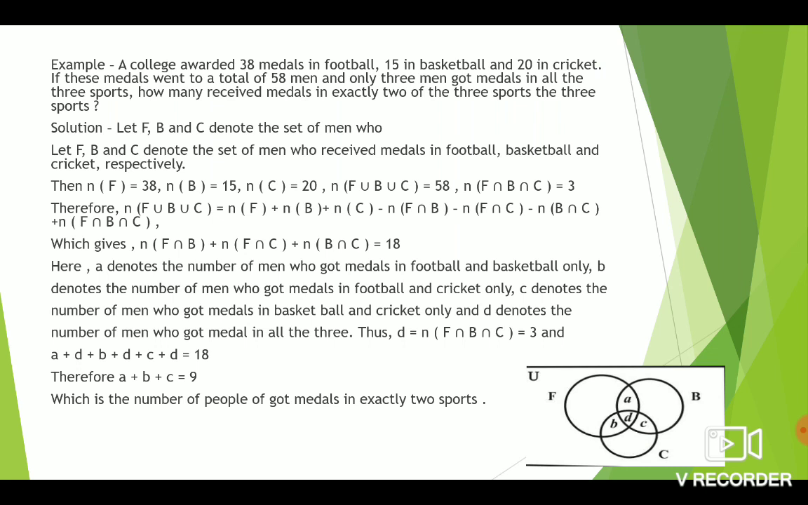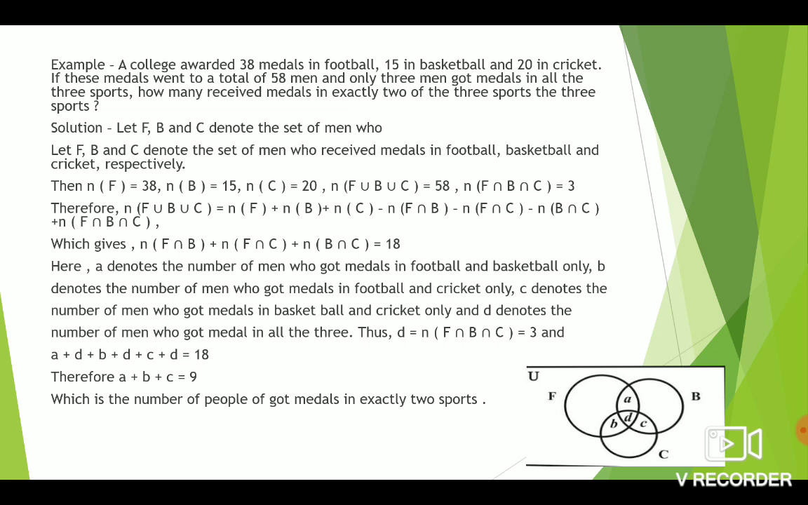This is one example related to problems based on three sets. A college awarded 38 medals in football, 15 in basketball, and 20 in cricket. If these medals went to a total of 58 men and only 3 men got medals in all the three sports, how many received medals in exactly two of the three sports?